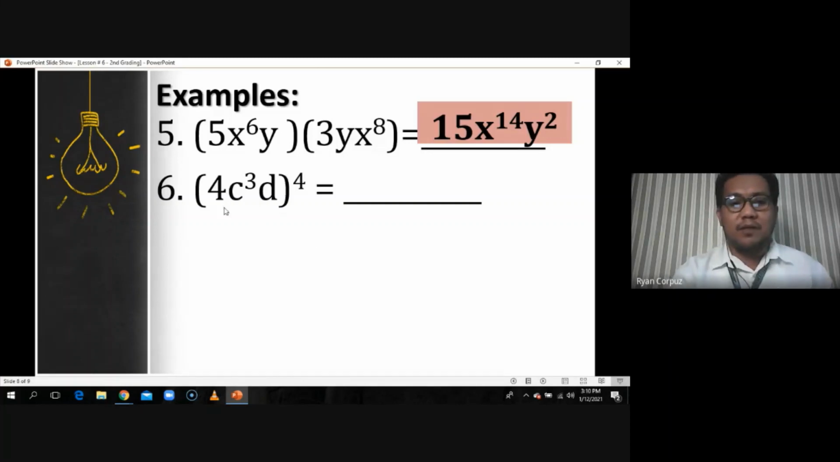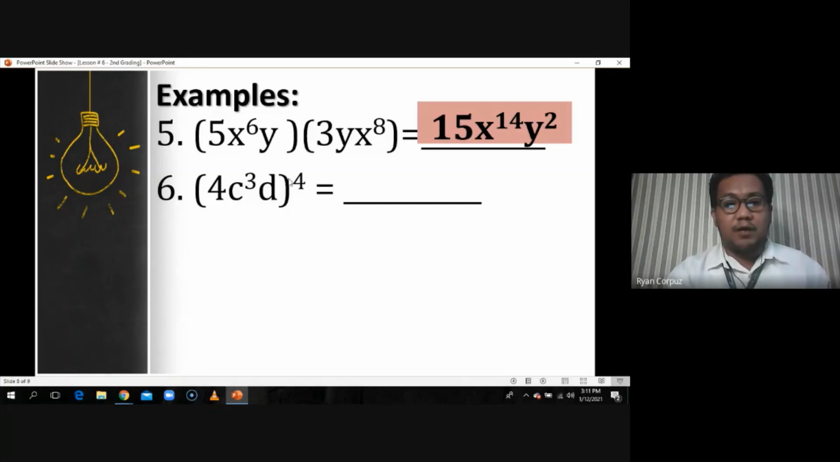But when it comes to the variable part, just simply distribute the exponent. Ito ginamitan na rin natin ng combination ng power rule and power of a product rule. Diba? When we do have an exponent inside, then another exponent outside, just simply make use of the power rule. Then power of a product rule, when you do have factors inside, distribute the exponent in each of the factors.